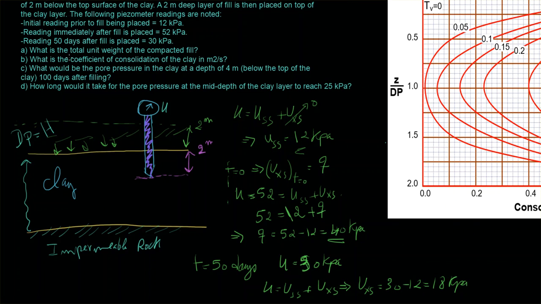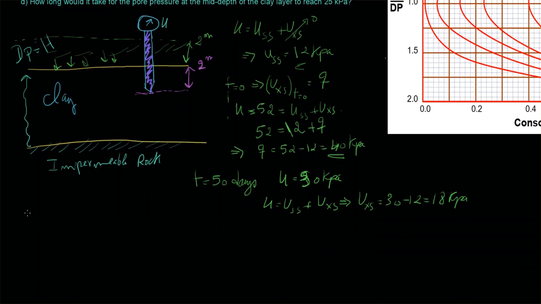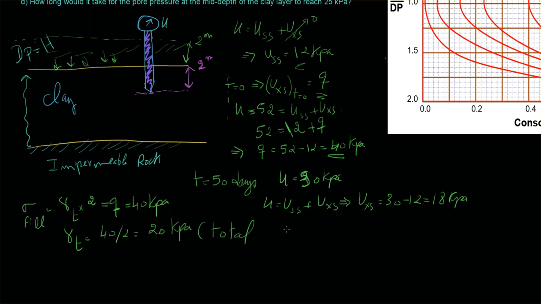So, part A is what is the total unit weight of the compacted fill? So the stress coming from the fill is the unit weight of the fill times the height of the fill, which is 2 meters. That is equal to the surcharge being applied to the soil. Luckily, we measured that and we actually calculated to be equal to 40 kPa. Therefore, the unit weight of the fill would be 40 divided by 2, so it's 20. That's the total unit weight of fill.